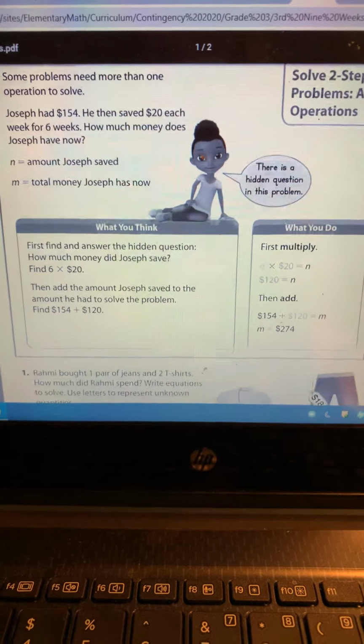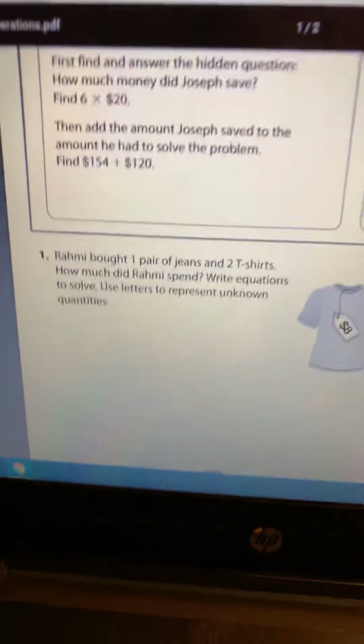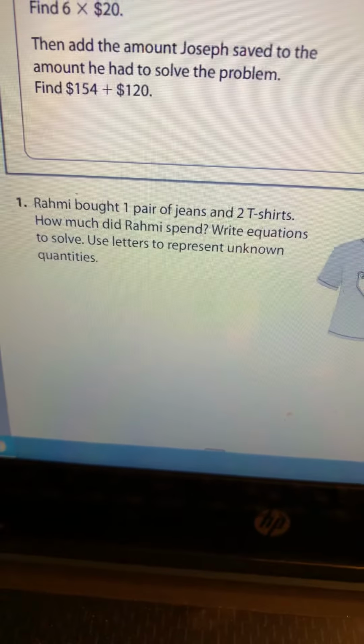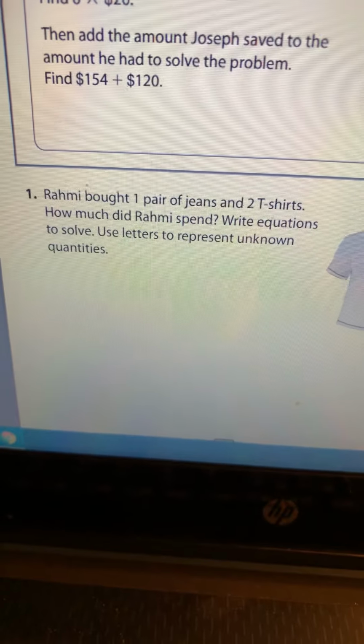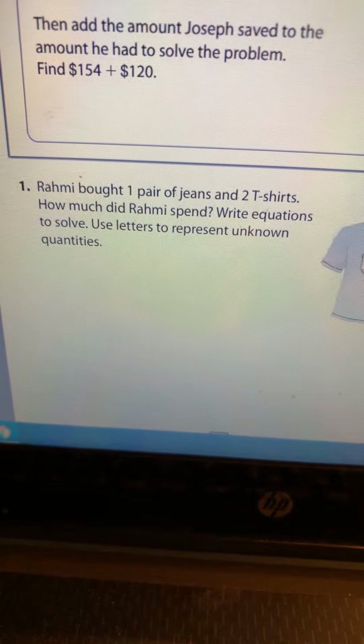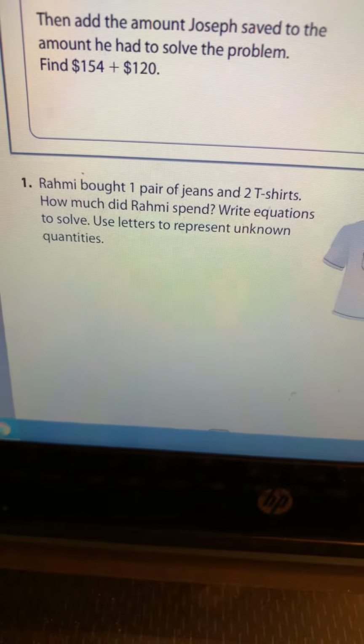So we're going to go ahead and do number one. I'm going to do number one with you. So here's number one. It says, Rami bought one pair of jeans and two t-shirts. How much did Rami spend? Write equations to solve. Use letters to represent unknown quantities.